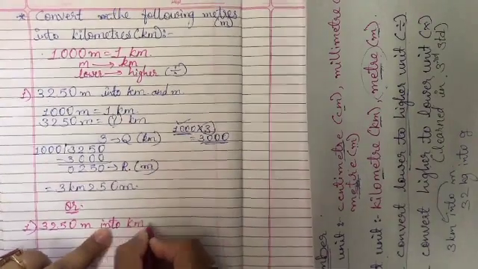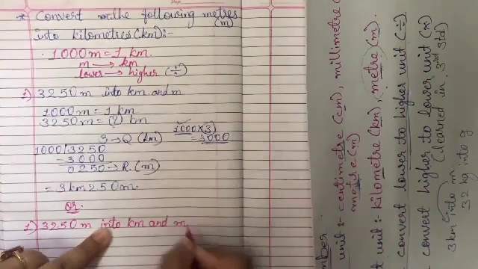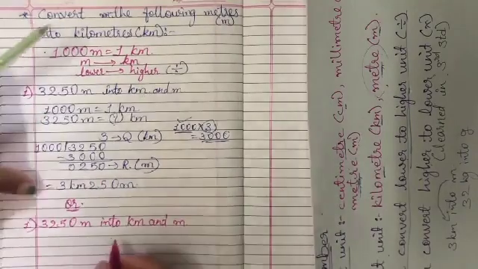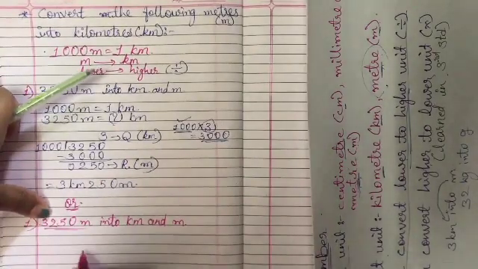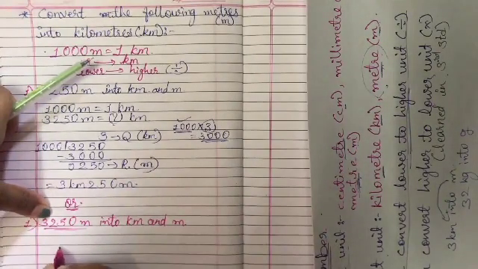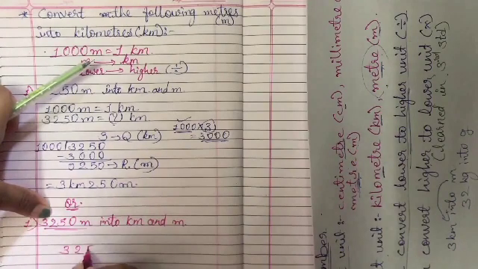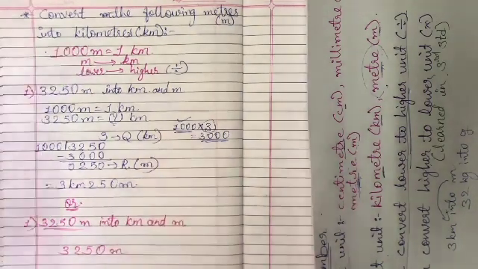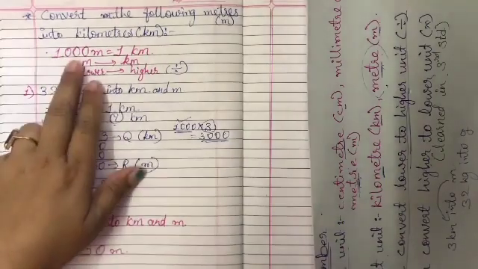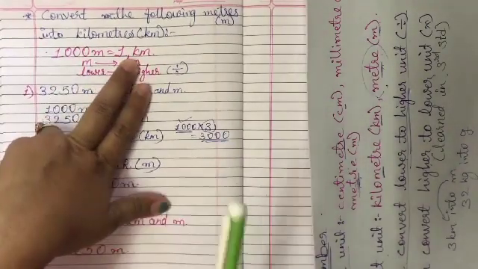Into kilometer and meter. Fine. So let's see that. First of all, we will write the question again. What is there? 3250 meter. Okay, first of all, tell me that if you will see this, which is given, right?